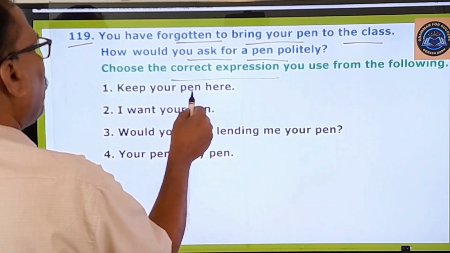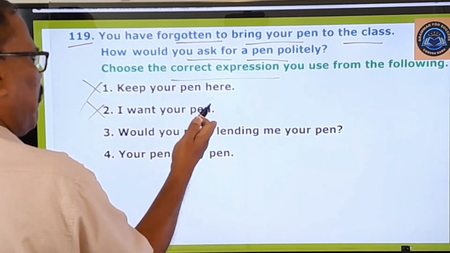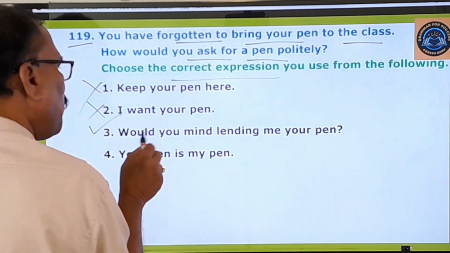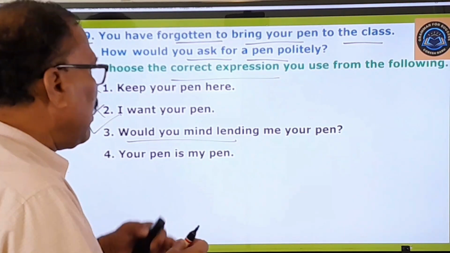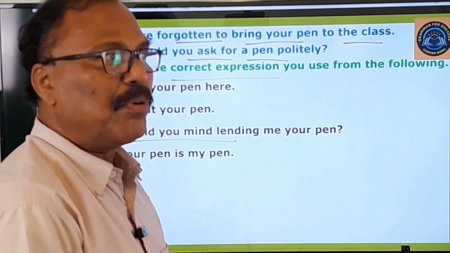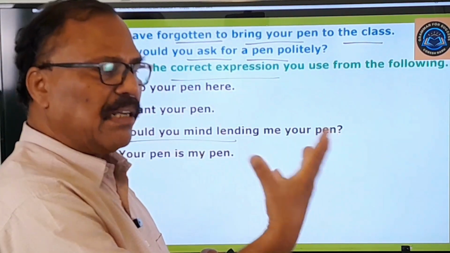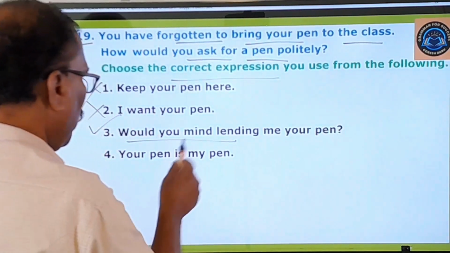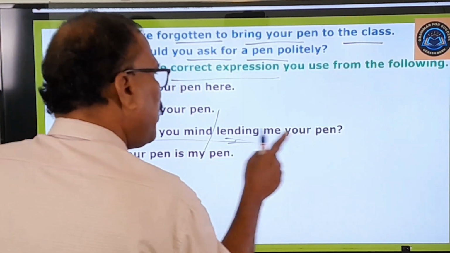Keep your pen here. No. I want your pen. Oh, it's very rugged and rough. No, leave it. Would you mind lending me your pen? Yes, this is the most polite way of asking for something. Would you mind lending me your bike? Would you mind lending me the newspaper you are reading? Would you mind lending me the book you are reading? After would you mind, you must use only the ing form of the verb. So here, would you mind lending me your pen?